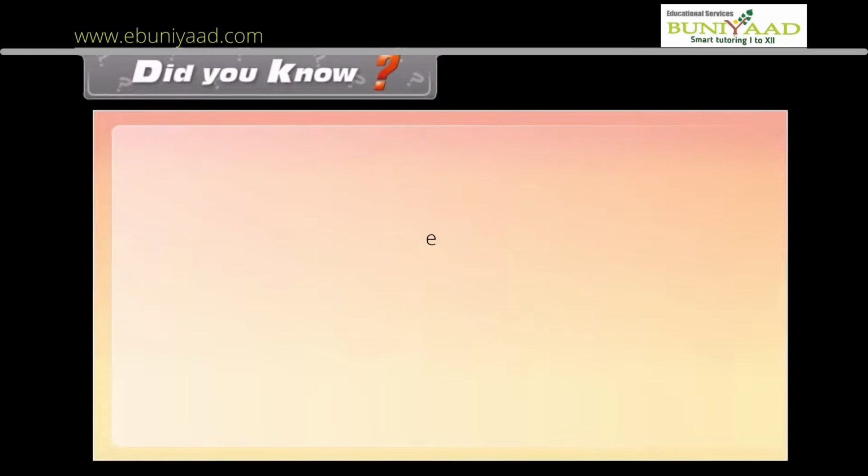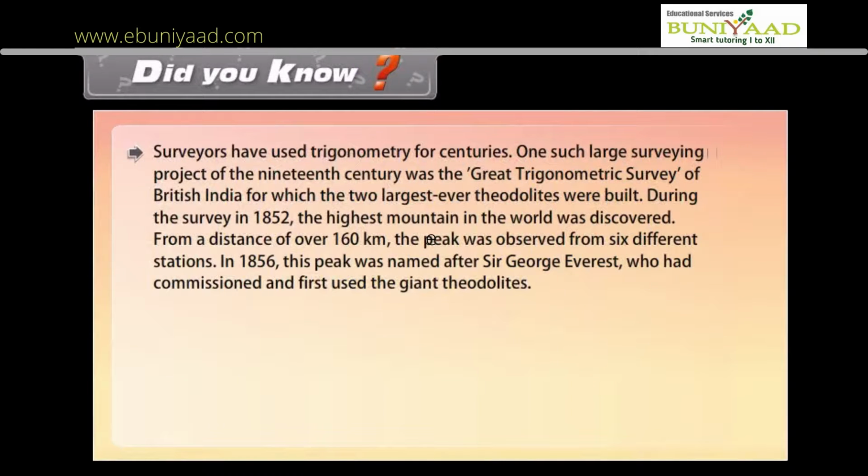Did you know? Surveyors have used trigonometry for centuries. One such large surveying project of the 19th century was the Great Trigonometric Survey of British India, for which the two largest Theodolites were built. During the survey in 1852, the highest mountain in the world was discovered. From a distance of over 160 kilometers, the peak was observed from 6 different stations. In 1856, this peak was named after Sir George Everest, who had commissioned and first used the giant Theodolites.